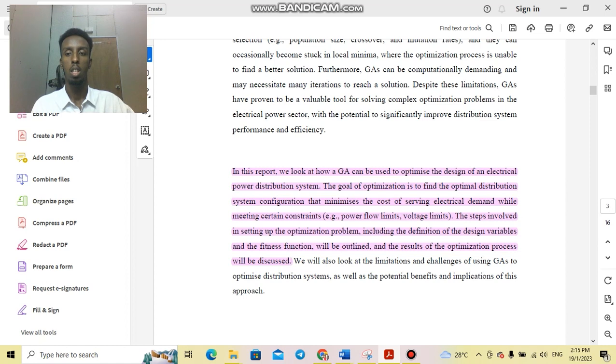So the steps involved in setting up the optimization problem, including the definition of the design variables and the fitness function, will be explained, and the result of the optimization process will be discussed.